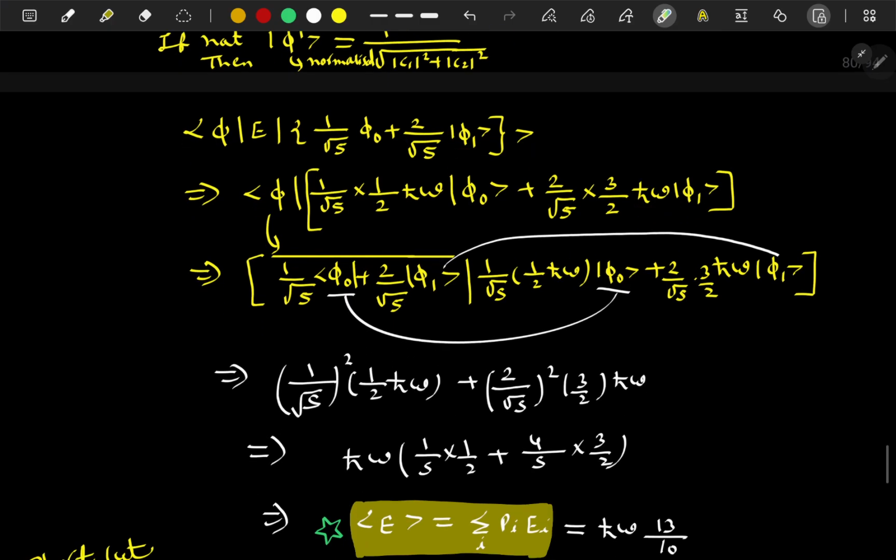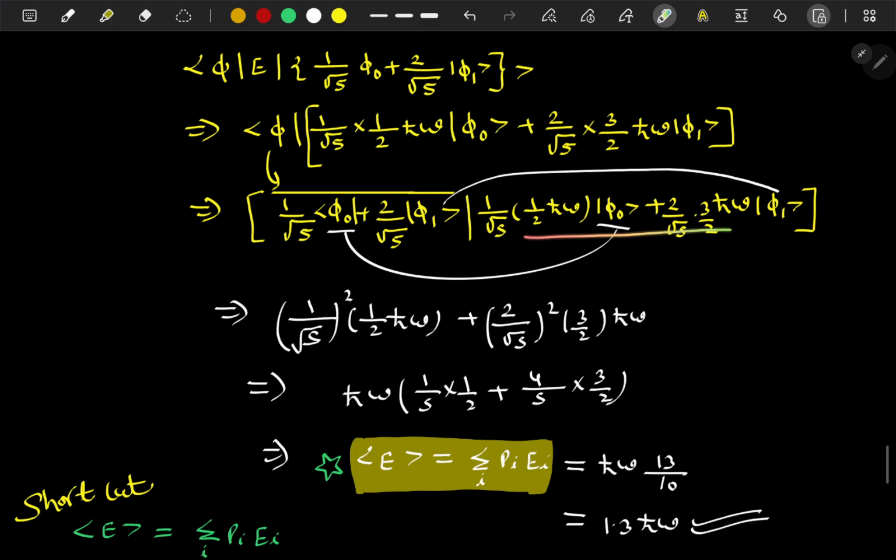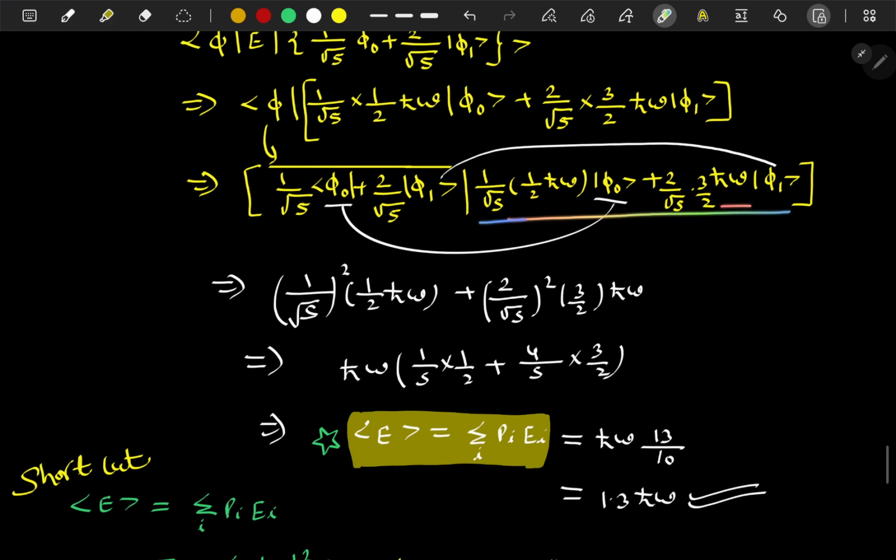Now we put the value of phi here again and take the inner product with the whole wave function. So what will we get? (1 upon root 5) squared, phi naught with phi naught will be 1, and here we are left with 1 by 2 h cross omega. Now the inner product of phi 0 with phi 1 will be 0, and likewise phi 1 with phi 0 will be 0.